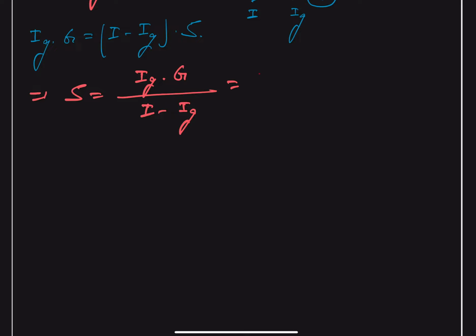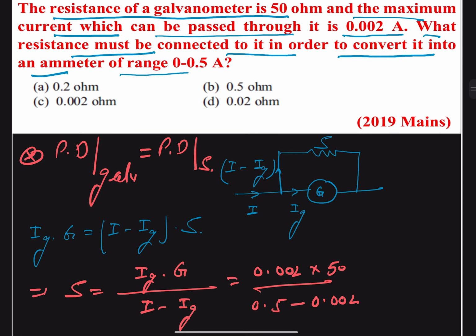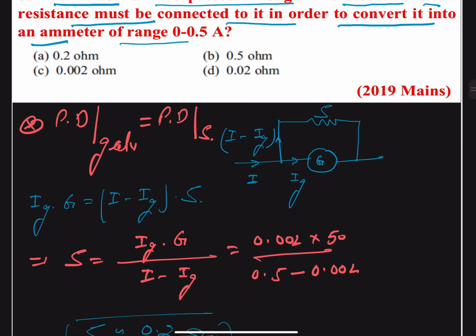We are given this as 0.002 multiplied by 50, divided by the total current, which is the maximum current, that is 0.5, minus 0.002. So shunt value S will be approximately equal to 0.2 ohms. So we have here option number 0.2. Option number A is correct. Option A is correct.